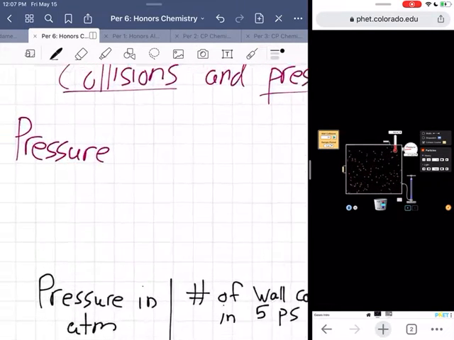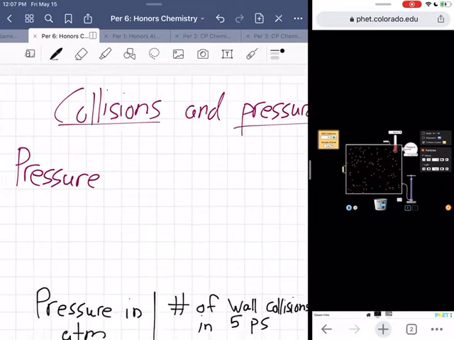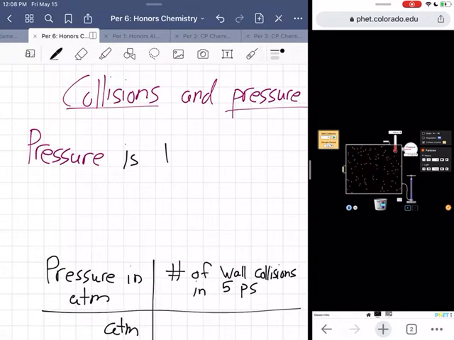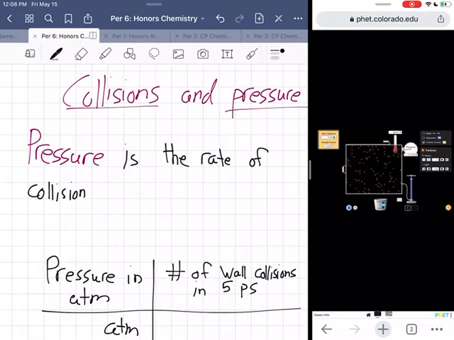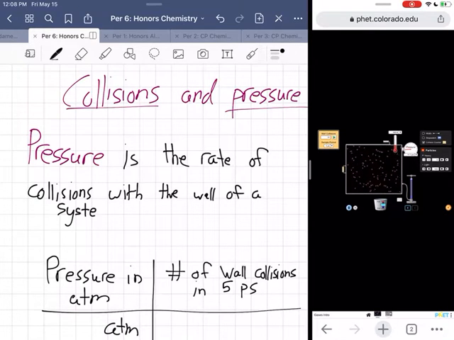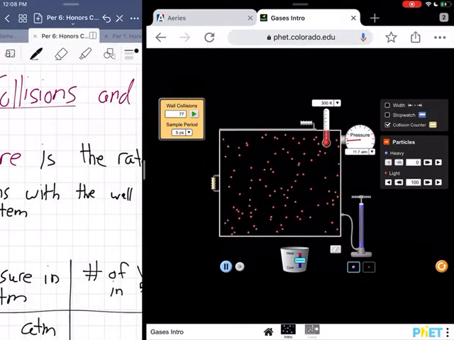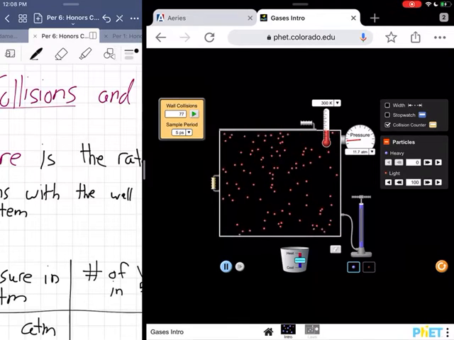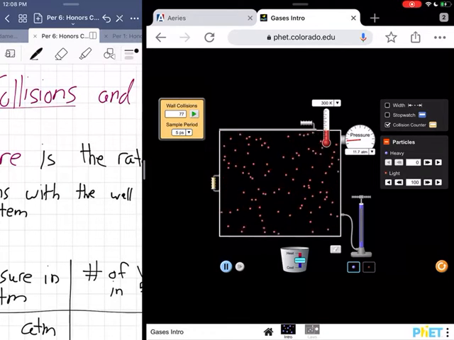So to start, pressure, in a very, very simple sense, pressure is the rate of collisions with the wall of a system. Now, not every system has a clearly defined wall, but in our case right here, we can work with this. We have a clearly defined wall of this system that the particles are all hitting up against.